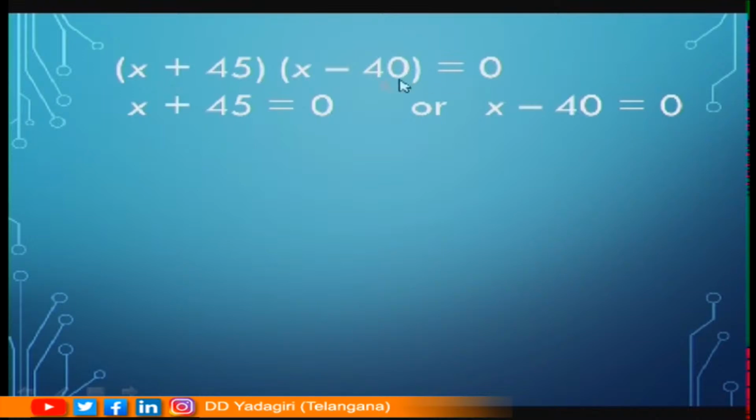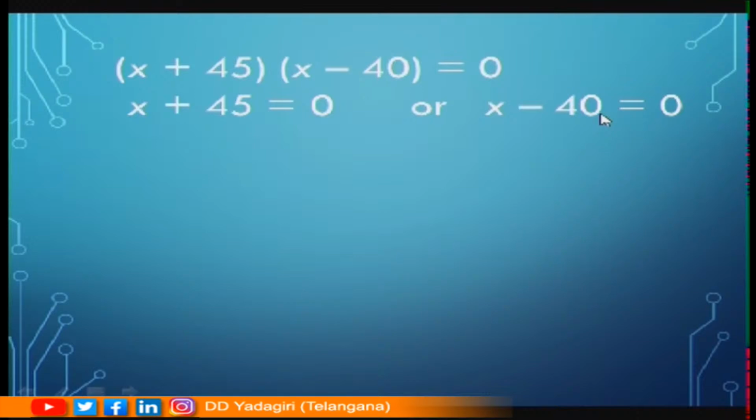Just remember children, when the product of two terms is equal to 0, then either of one must be 0. That is, if AB is equal to 0, then A must be equal to 0 or B must be equal to 0 or both A and B must be equal to 0. So, our x plus 45 is equal to 0 or x minus 40 is equal to 0.